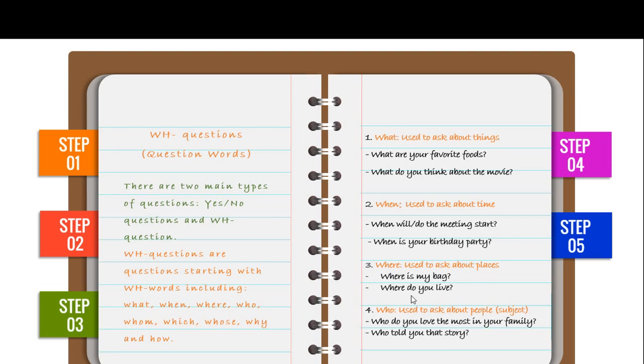And the second example, where do you live? Why should we use do here, not does? Okay, it's because the subject is you, not she or he. You is plural, so you need to use do instead of does. How to answer this question? Where do you live? I live in Shifa, for example.